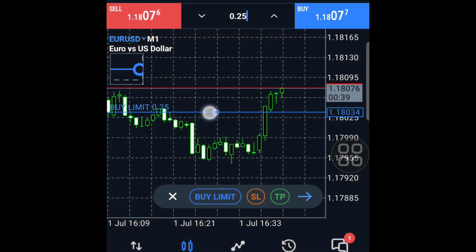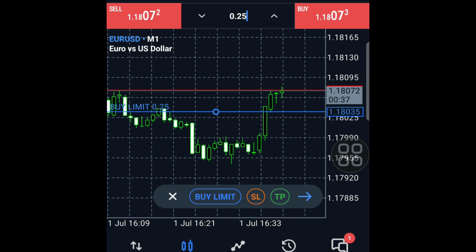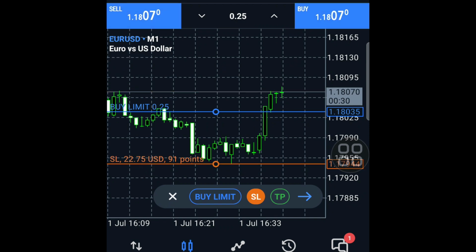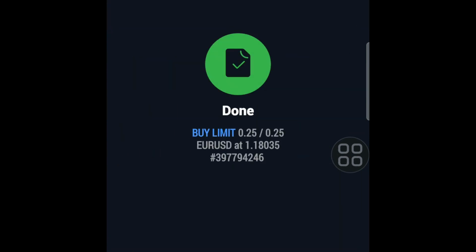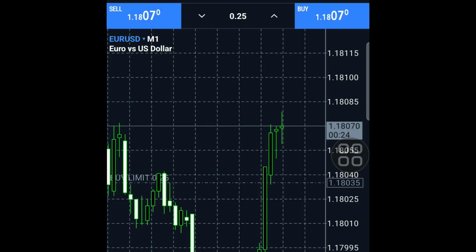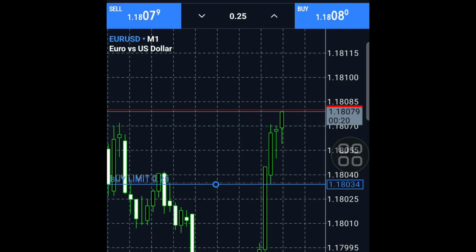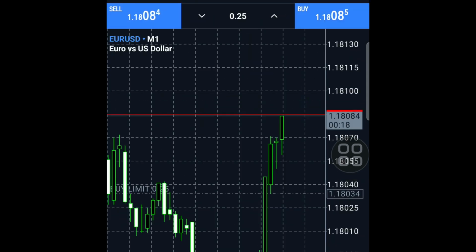Alright guys, so I just found a confirmation entry on this Euro USD trade. As you can see, we have a shift of market structure to the upside on the 1 minute time frame. So right now I'm putting my limit order on my stop loss. As you can see, I've done that already. Now let me just wait for price to hit me in and then maybe move to my TP or move to my stop loss. So that's what I'm waiting for right now. I'll keep you guys updated.